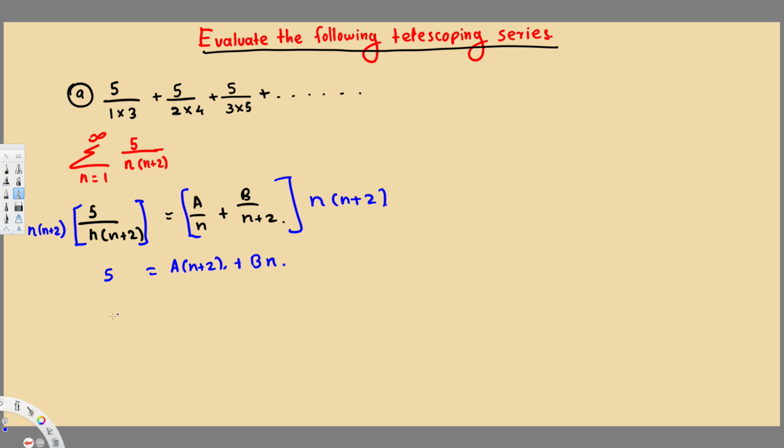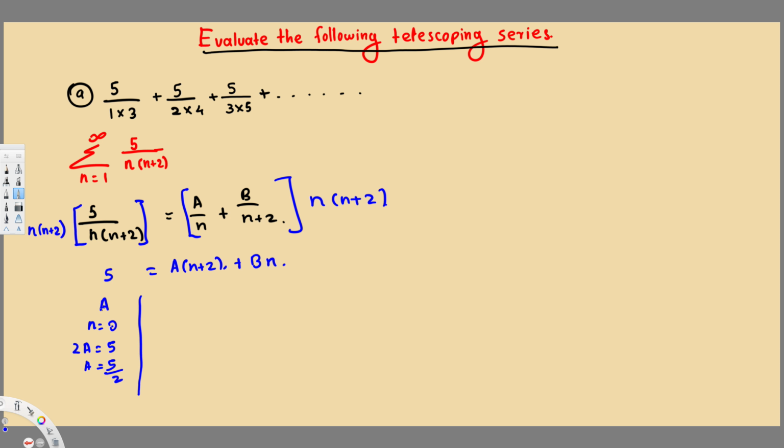If you want to find a, which value should you plug in to get rid of the b? If you put 0 for n, b will be eliminated, a will remain, and we can find a. So let's say n is equal to 0. If n is equal to 0, this is 0. So we are going to have 2a is equal to 5. 2a is equal to 5, so a is going to be equal to 5 over 2.